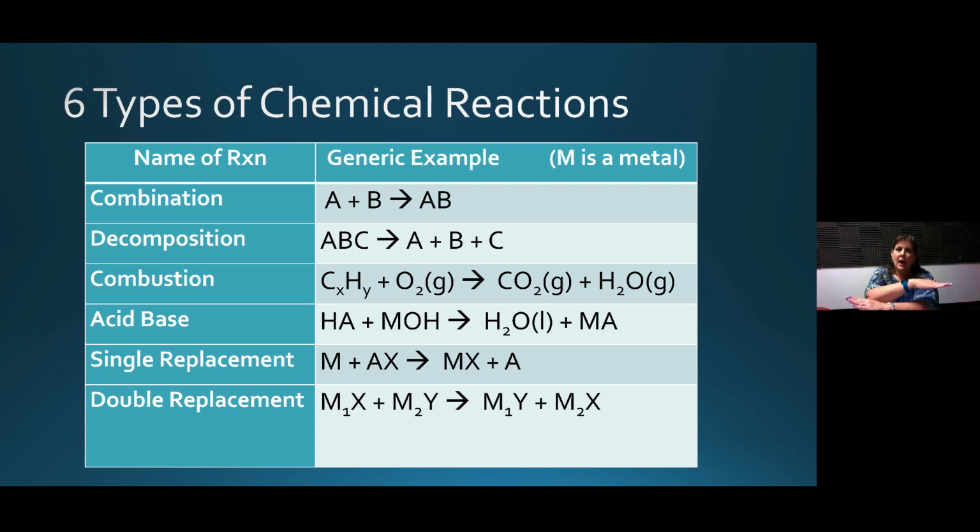Decomposition is the flip side of combination. It's when you have one big chemical breaking down or decomposing into 2 or 3 little chemicals. And this is represented by the generic ABC makes A plus B plus C. So those are reverses of each other, combination and decomposition. Now the next 4 are more complicated, and you have to learn how to write the products for them on your own. Combustion is always a CH compound.